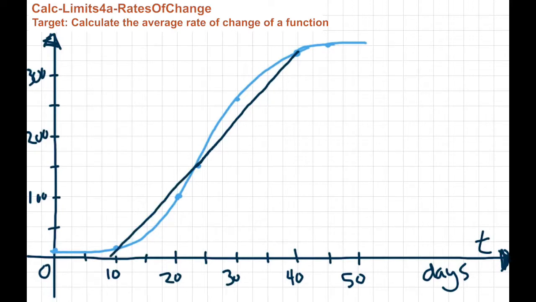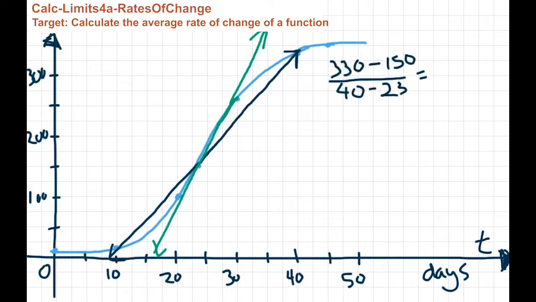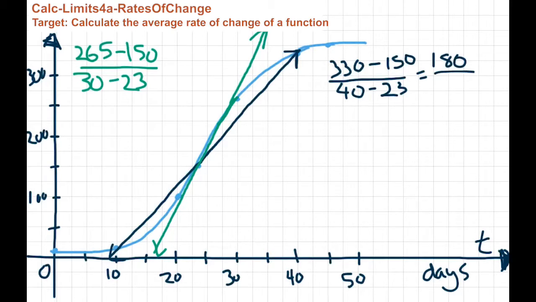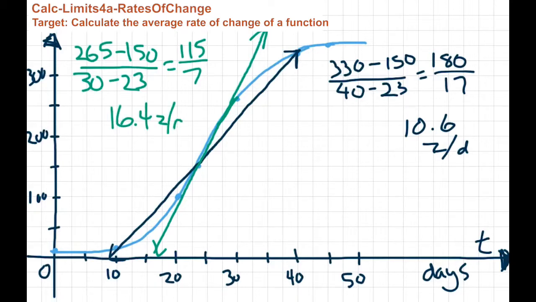And then what's more, let's take this point and compare it to that point and see what the slope of that one is. So what we're doing really is changing that delta t, changing that h value. Let's set up the slope for the black curve here, and then let's set up the green curve. Once we calculate the black one, we end up getting 180 over 17, which is about 10.6 zombies per day. And then we calculate the other side, which is 115 divided by 7. Divide that out, and that's about 16.4 zombies per day.